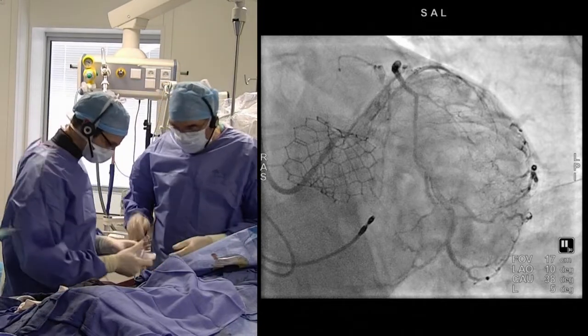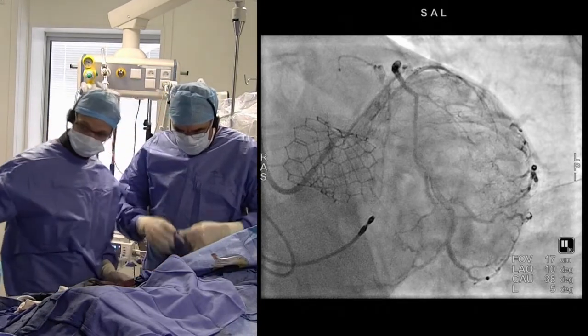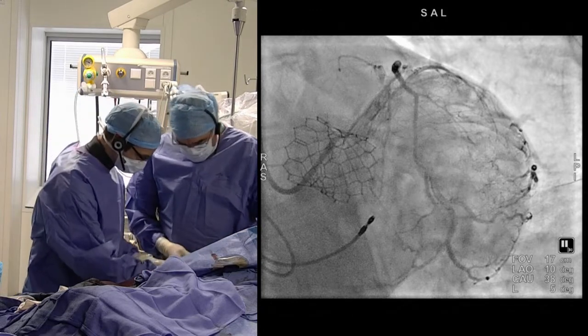Well, if you're going to give her clopidogrel, you better check to make sure she's actually responsive to it.